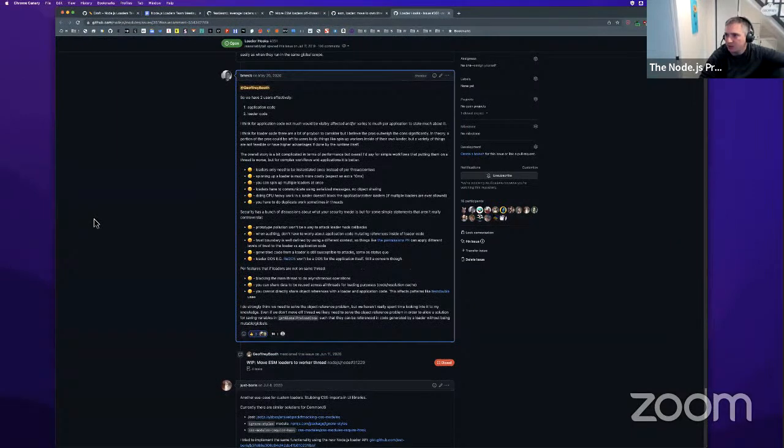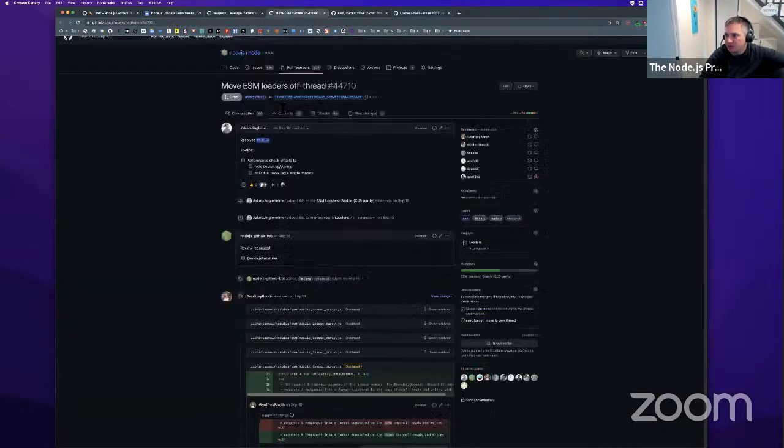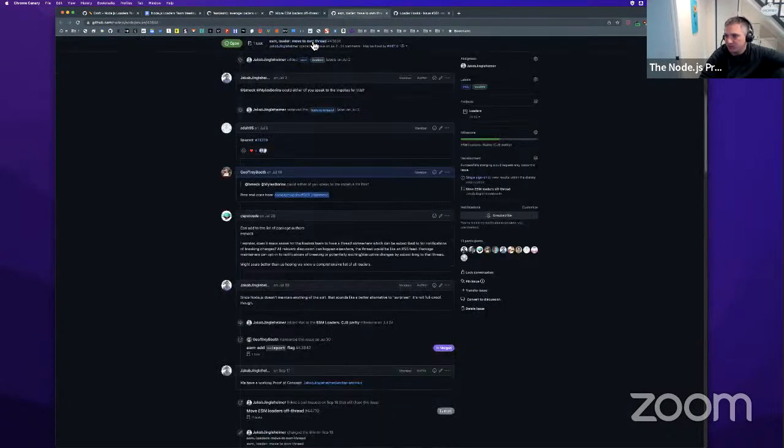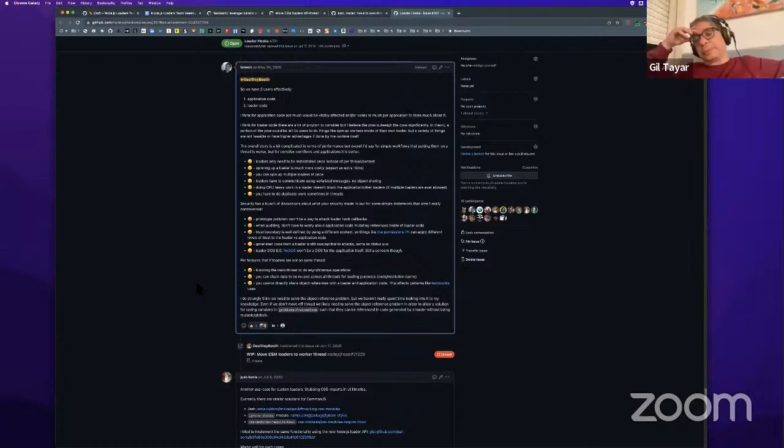So this was linked from the issue. The PR for moving loaders off thread has an accompanying issue of, this is what we want to do. And then there was a much older comment that Bradley wrote here with all of the pros and cons, basically why to do this. Bradley was the champion of moving loaders off thread, and these are the arguments for why.